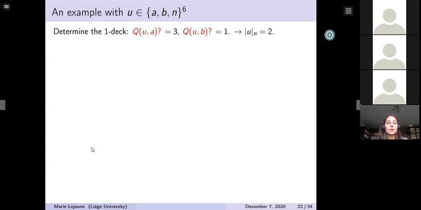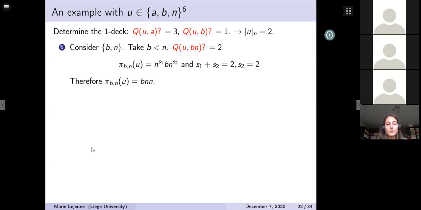Let's take a word of length 6 over the alphabet ABN. So the first thing to do is to determine the one depth. So I'm going to ask for the number of A's, the number of B's, and deduce the number of N. And now I'm going to look at all the binary sub-alphabets. So first, let's look at the alphabet BN.